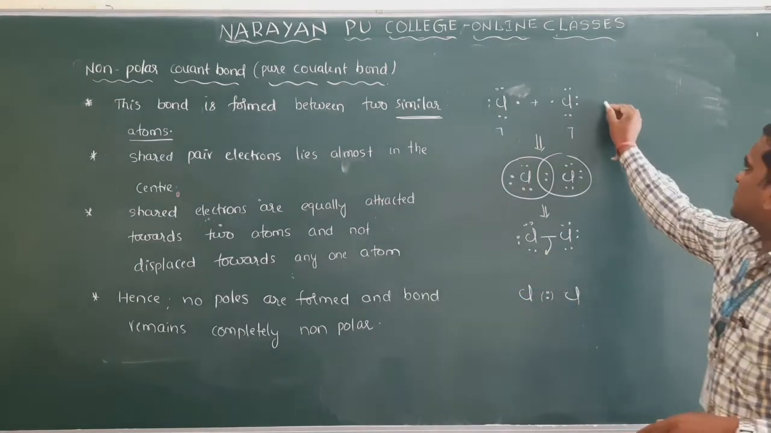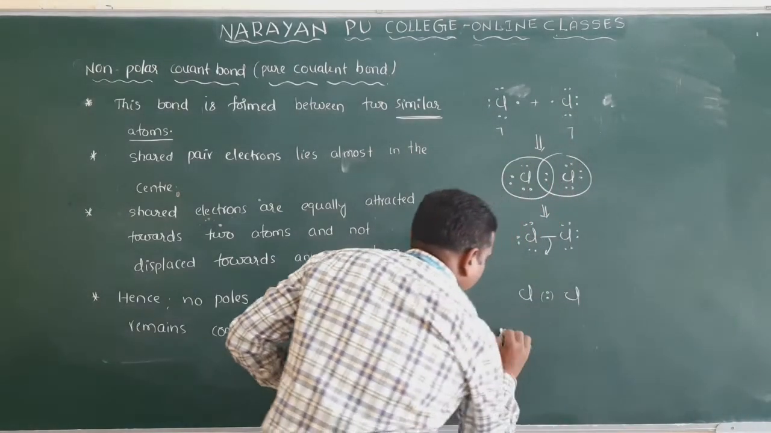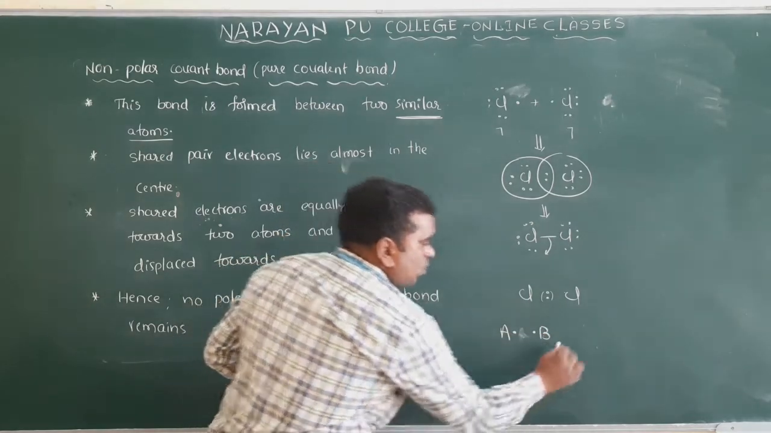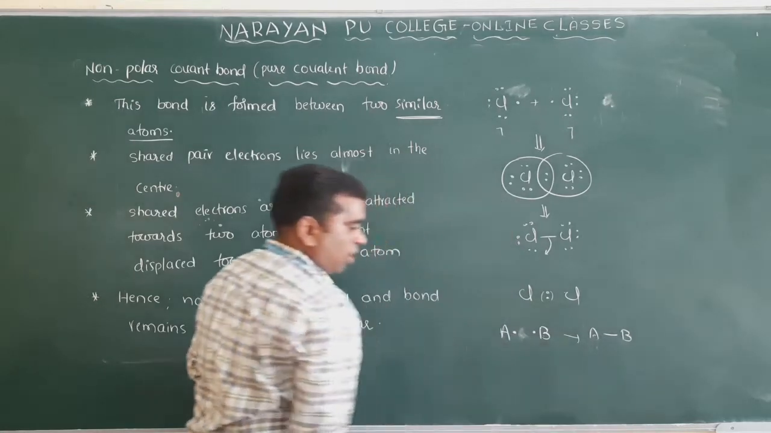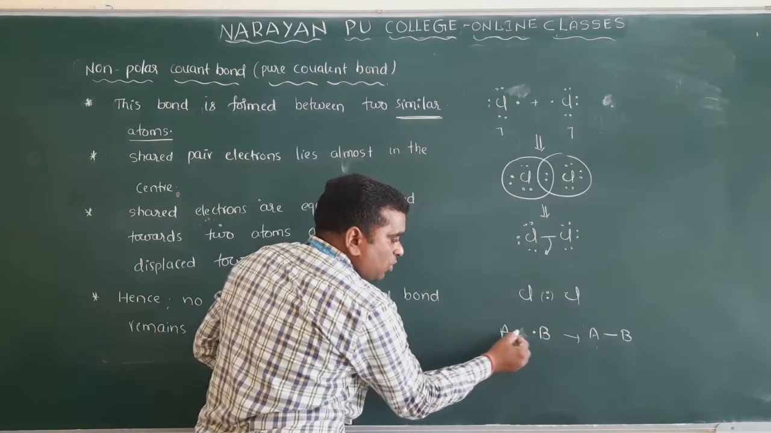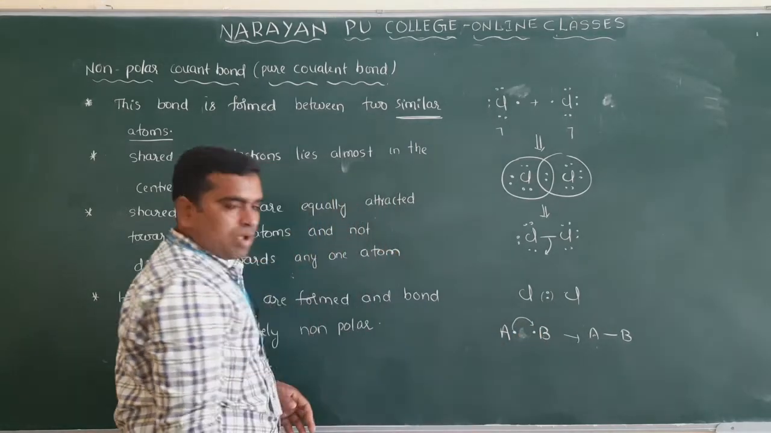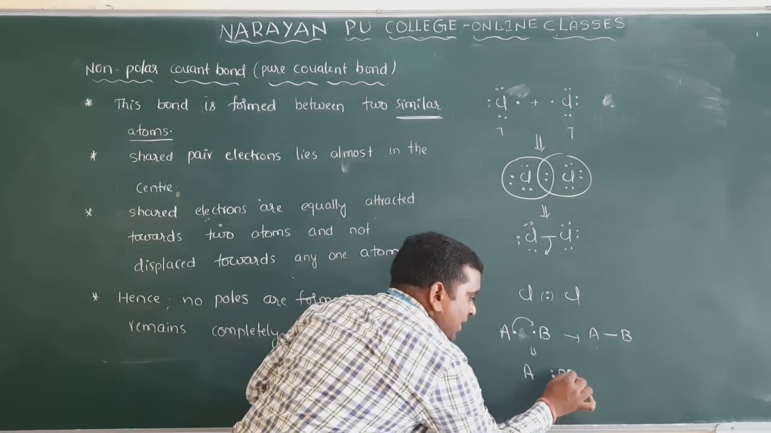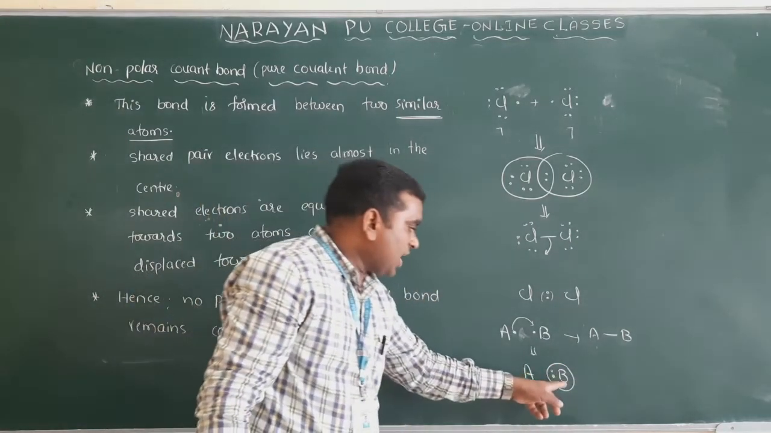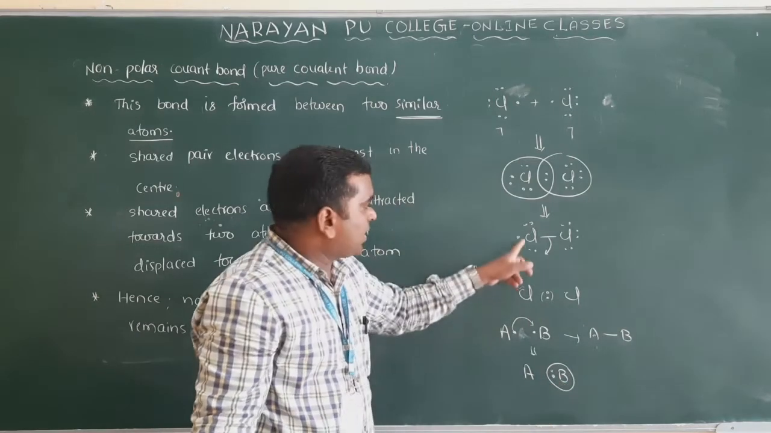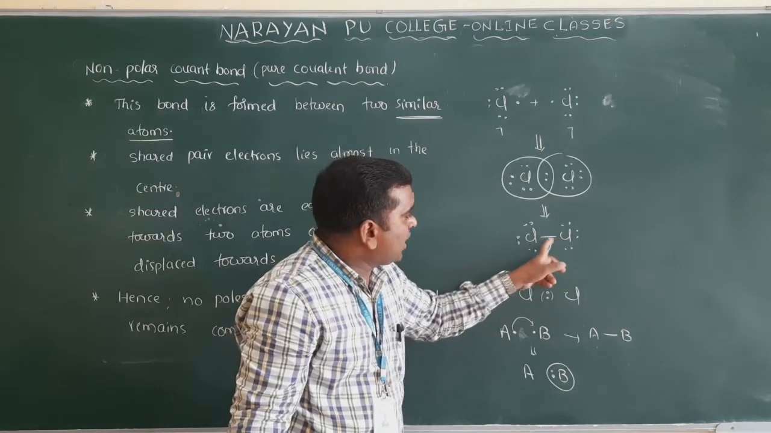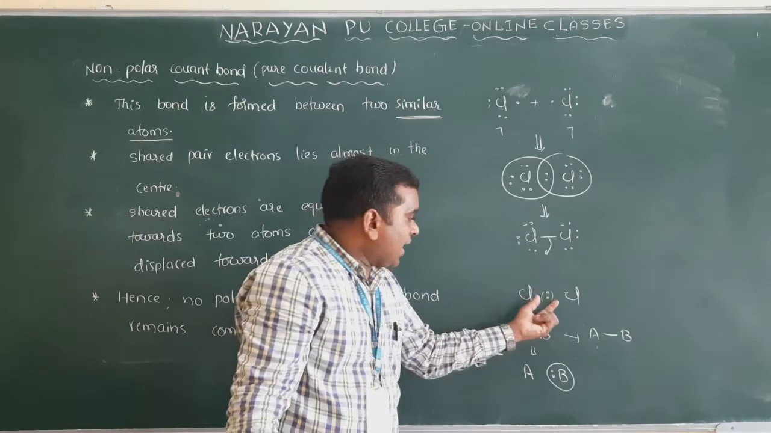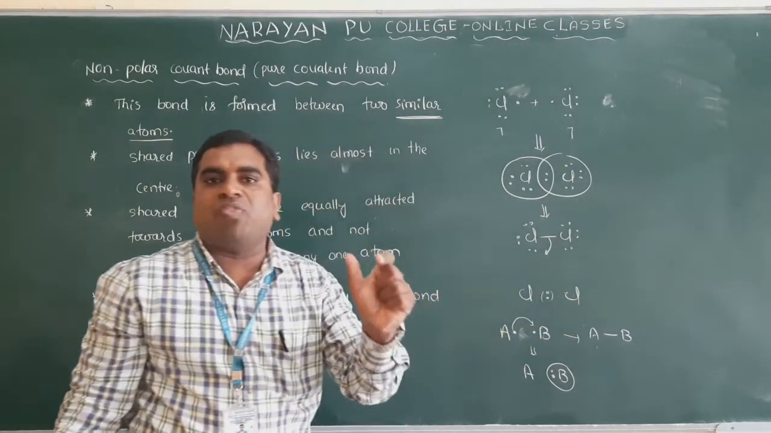Suppose I write one example here, A and B, forming one bond, with two electrons in the bond. Suppose B is more electronegative than A, then this electron pair will shift towards B. The electron pair is closer to the more electronegative atom. But here both are the same electronegative atoms, so the pair of electrons lies almost in the center and is not attracted towards any one of the atoms.